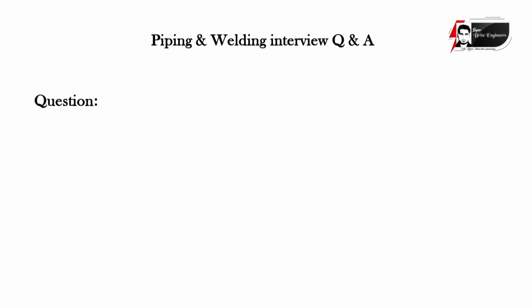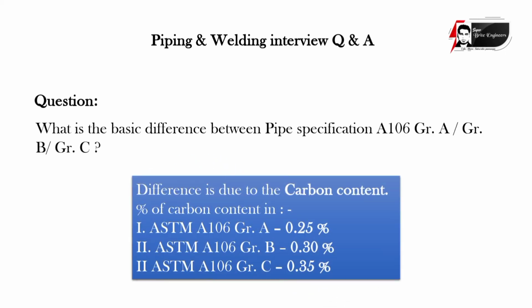What is the basic difference between pipe specification A106 grade A, grade B, grade C? The difference is due to the percentage of carbon content. In ASTM A106 grade A it is 0.25 percent, ASTM A106 grade B 0.30 percent, ASTM A106 grade C 0.35 percent.